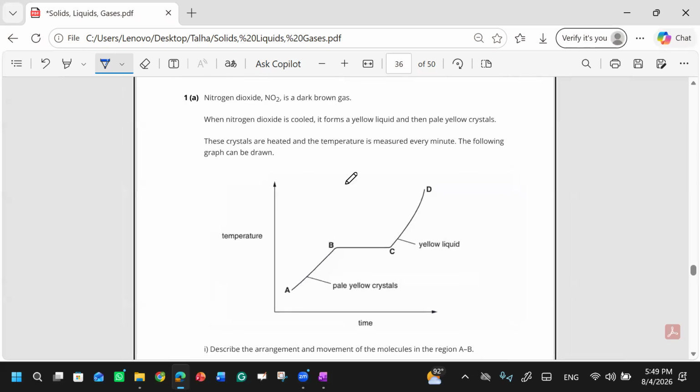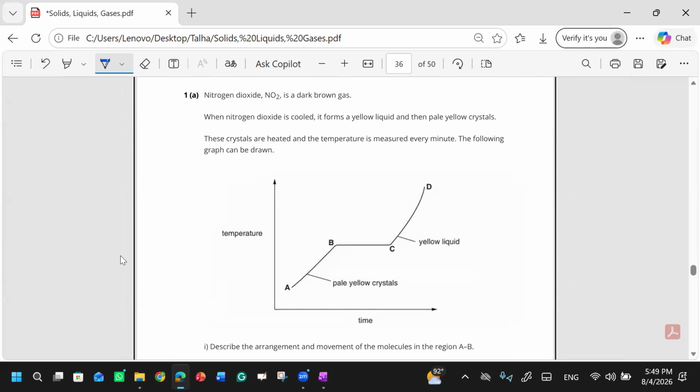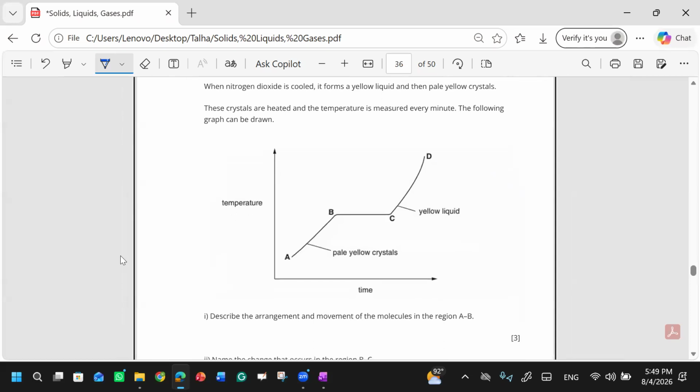Nitrogen dioxide is a dark brown gas. When nitrogen dioxide is cooled, it forms a yellow liquid and then pale yellow crystals. These crystals are heated and the temperature is measured every minute. The following graph can be drawn. Describe the arrangement and the movement of the molecules in region A and B.